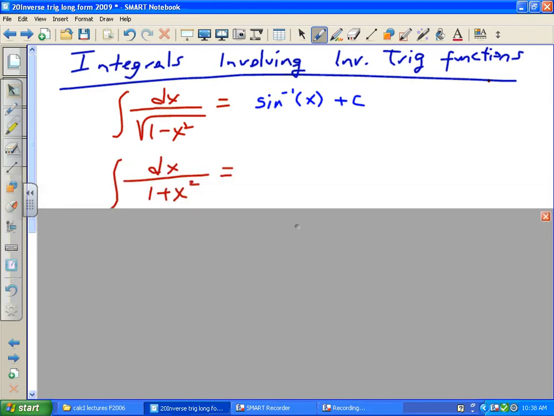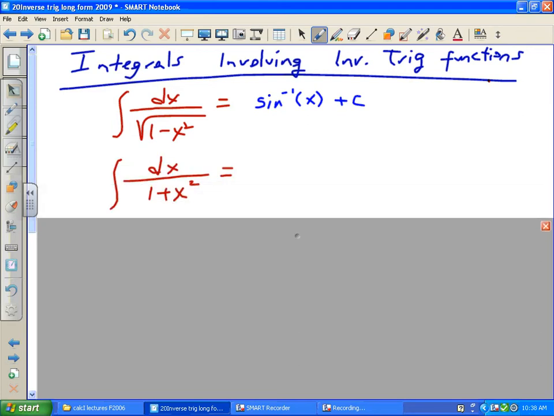The integral of dx over 1 plus x squared. Once again, can you do this one with u substitution, like let u be 1 plus x squared? No, because there is no x dx on the top, right? U substitution doesn't work there. But we just learned a function whose derivative is 1 over 1 plus x squared. So which function is that? Inverse tangent. So the antiderivative of this quantity is tangent inverse of x.